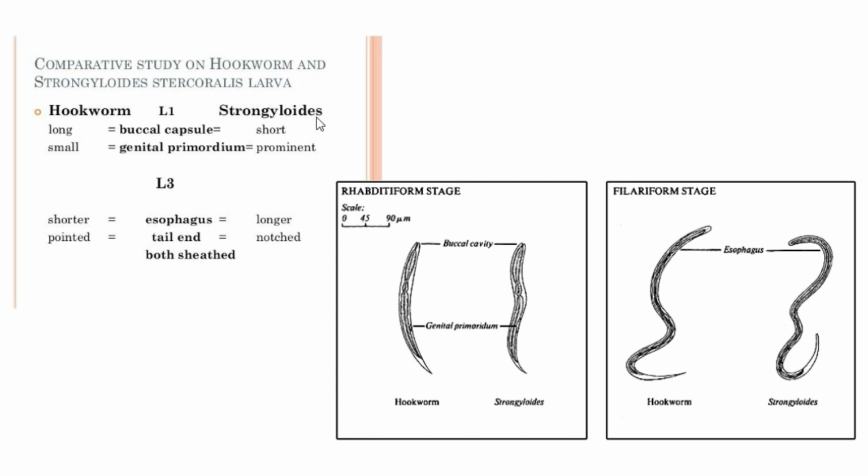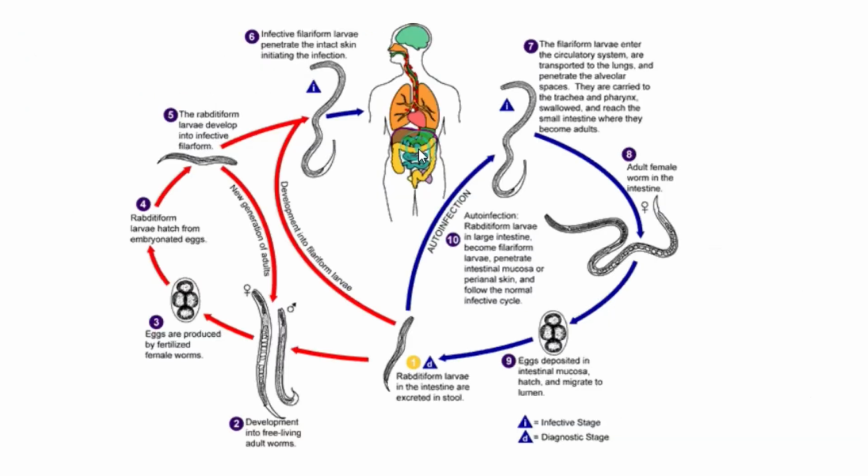Huwag kakalimutan yung large SB, that's large or prominent genital primordium, and then short buccal cavity, that's for Strongyloides. Yung hookworms po kabaliktaran lang, long buccal capsule, small genital primordium. So yan po ang ating comparative study for the L1 or L2 versus the L3 larvae of hookworm and Strongyloides stercoralis. Okay, so dito po makinig maigi.